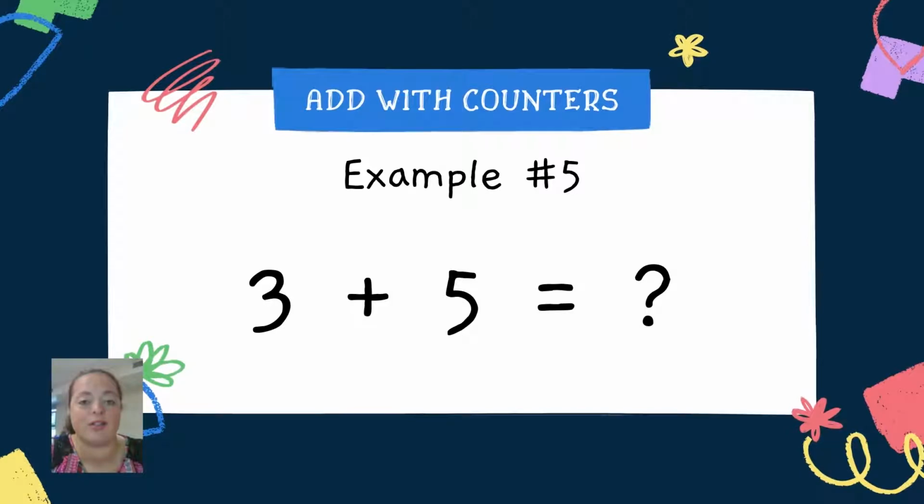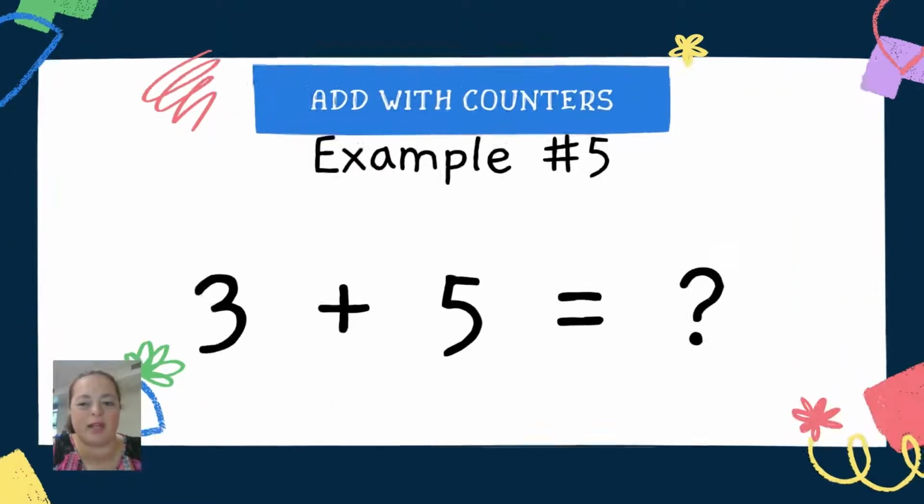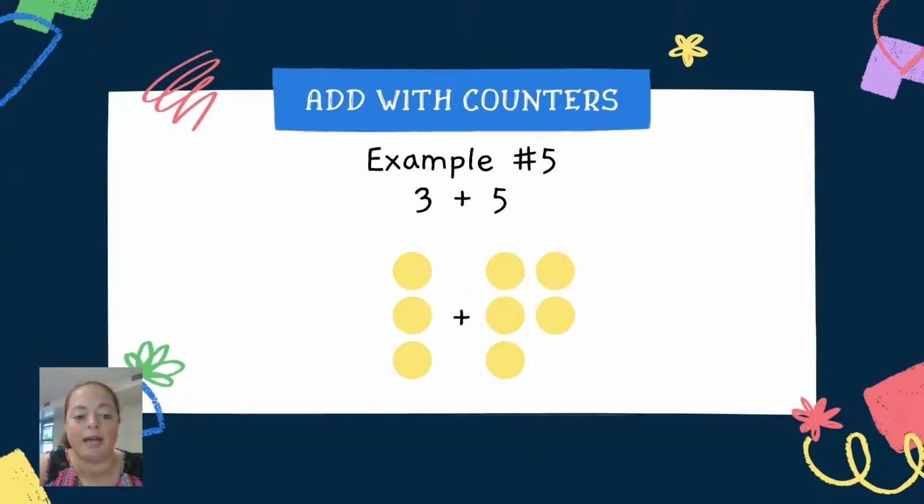Let's look at a different way to think about adding. Let's add with counters. Example number 5 is 3 plus 5. You know the answer. When we add with these two-sided counters, one side is yellow and one side is red. The yellow side represents positive numbers, while the red side represents negative numbers. So 3 plus 5 means we're going to put down 3 yellow counters and 5 yellow counters, and then combine them together. We will end up with 8 yellow counters, which means 3 plus 5 equals positive 8.